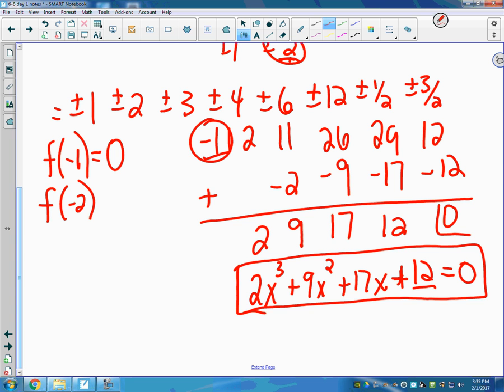All right, so I'm going to plug in -2. 2 times -2 to the 3rd plus 9 times -2 squared plus 17 times -2 plus 12. And I got -2. So that doesn't work. So I'm going to try -3.